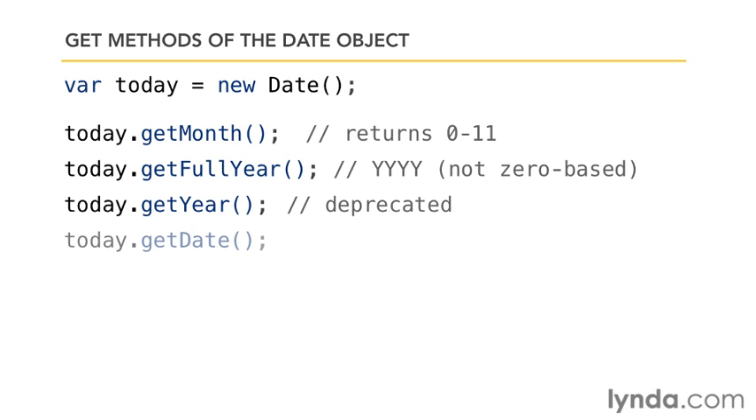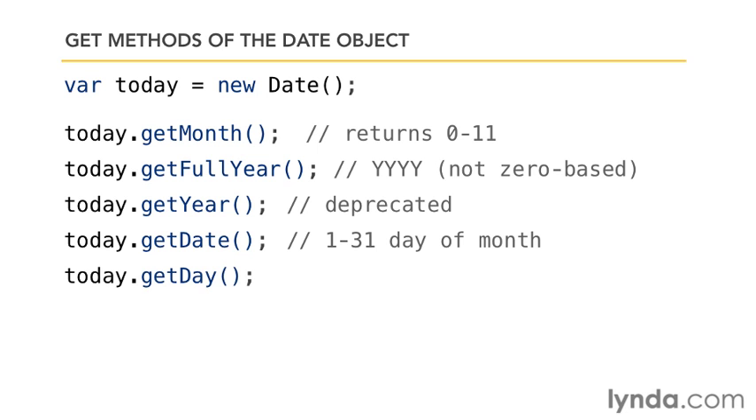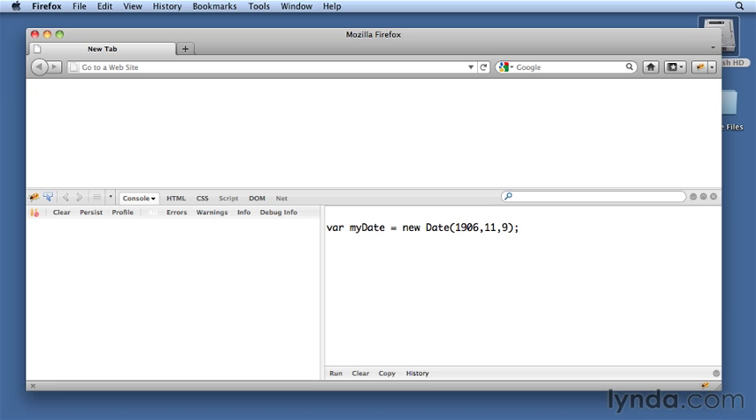We have today.getDate. Now, for those of you coming from things like SQL, that might sound like something that should return the full date, but no, here, that will actually return you the day of the month, and it's 1 through 31, as opposed to today.getDay, which would return 0 through 6 for the day of the week, and 0 is the Sunday.